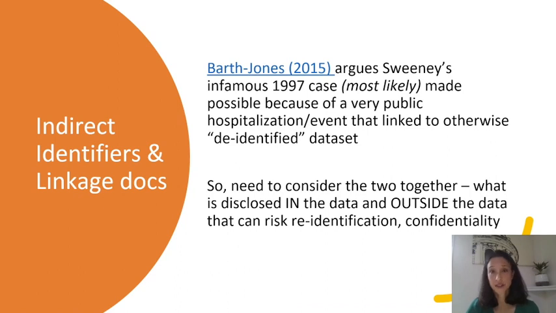Seeing that hospitalization in the record allowed for confirmation and certainty that it was in fact the Massachusetts governor's medical record, as opposed to just a high probability that it might be. So again, thinking about these two points together: what is disclosed in the data, that's collected as a part of the study and survey, and what is disclosed outside but is still linkable to the data, that can actually serve as a potential re-identification risk.